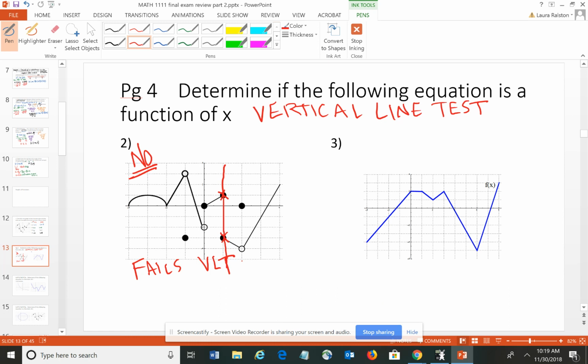On the graph for number 3, as I look at it and think about running the vertical line test, I don't believe a vertical line would cross that graph at any point more than 1 time. So we can actually say, yes, the graph of number 3 is a function because it does pass that vertical line test.